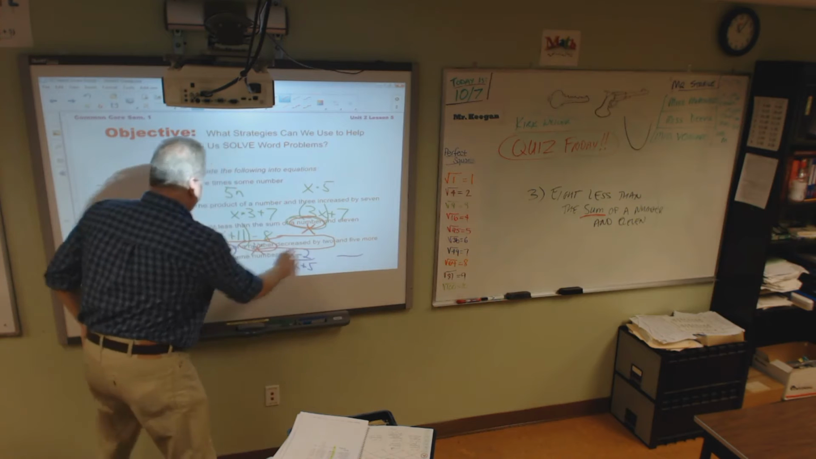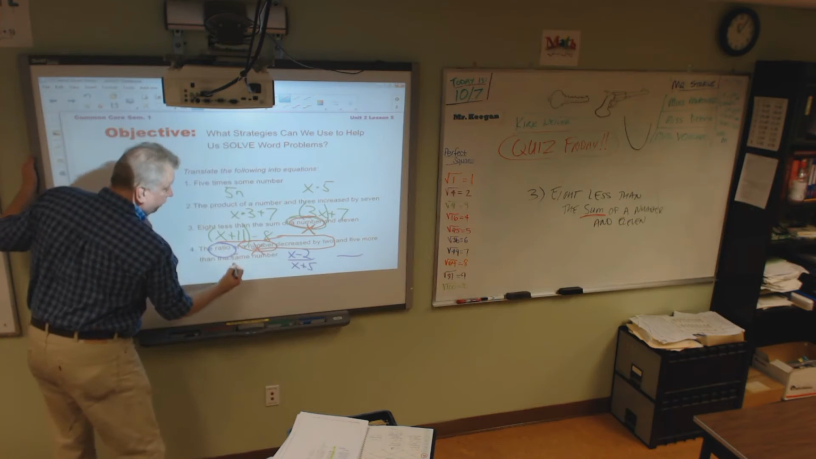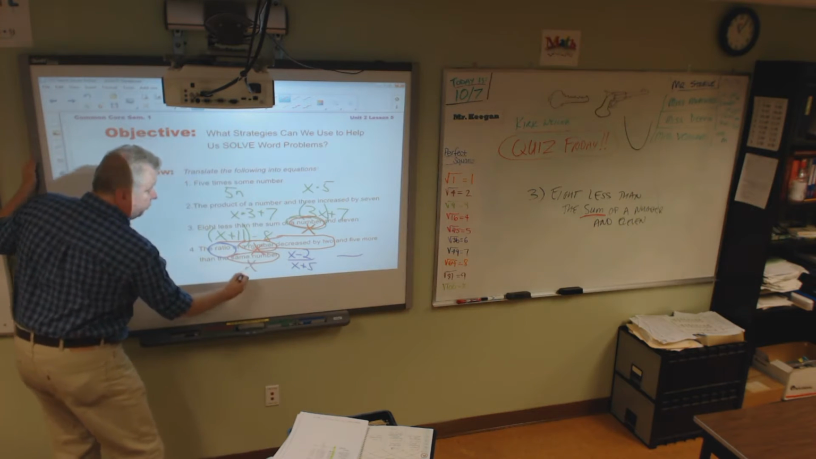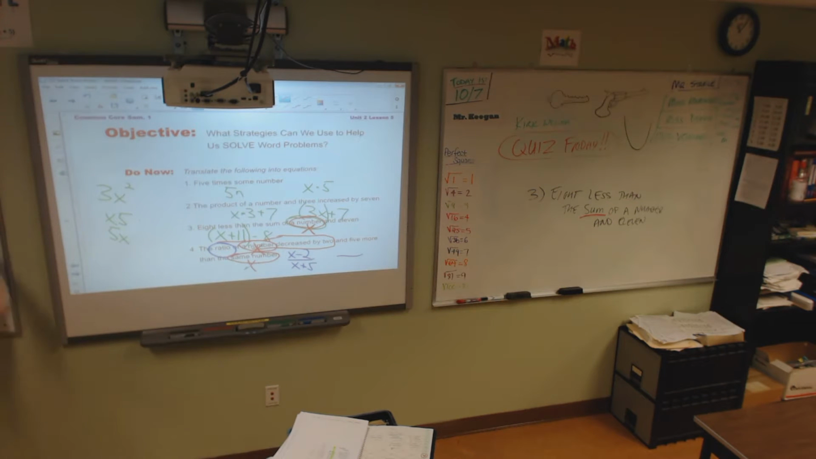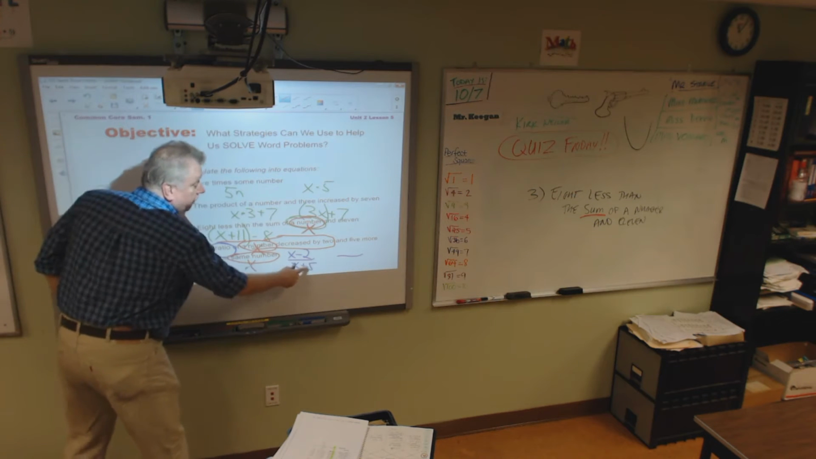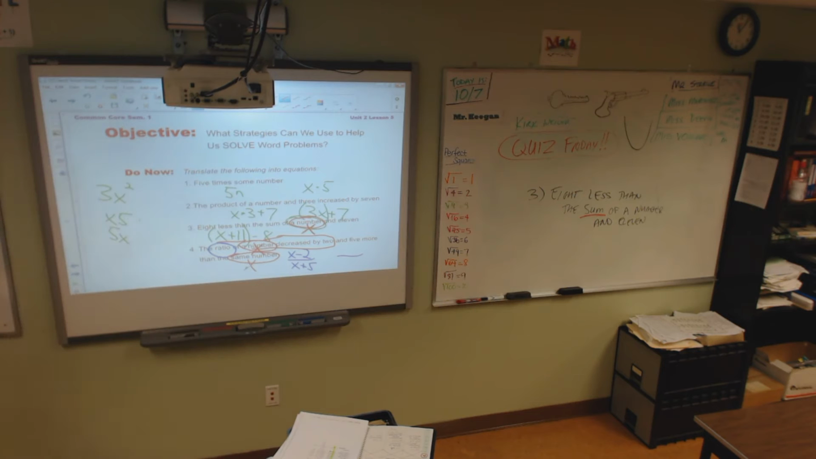And then the second part says 5 more than the same number. Well, there's your x again, right? The same number is your x. Go backwards from there, 5 more than that. If you weren't here yesterday, this is going to be a lot tougher than if you were here, okay?